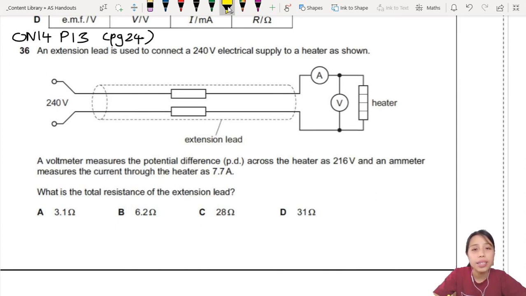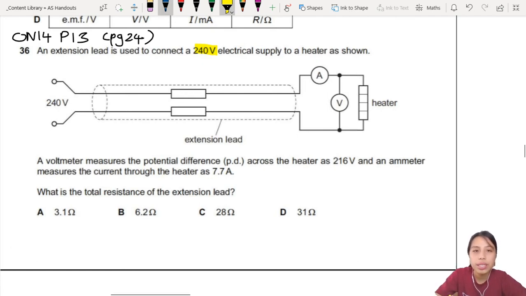An extension lead is connected to an electrical supply. So we know there's an electrical supply to a heater. This is the heater on the right side. A voltmeter measures the PD across the heater as 216 volts. Let me label that, 216 volts. And an ammeter measures the current as 7.7 amps. What is the total resistance of the extension lead?